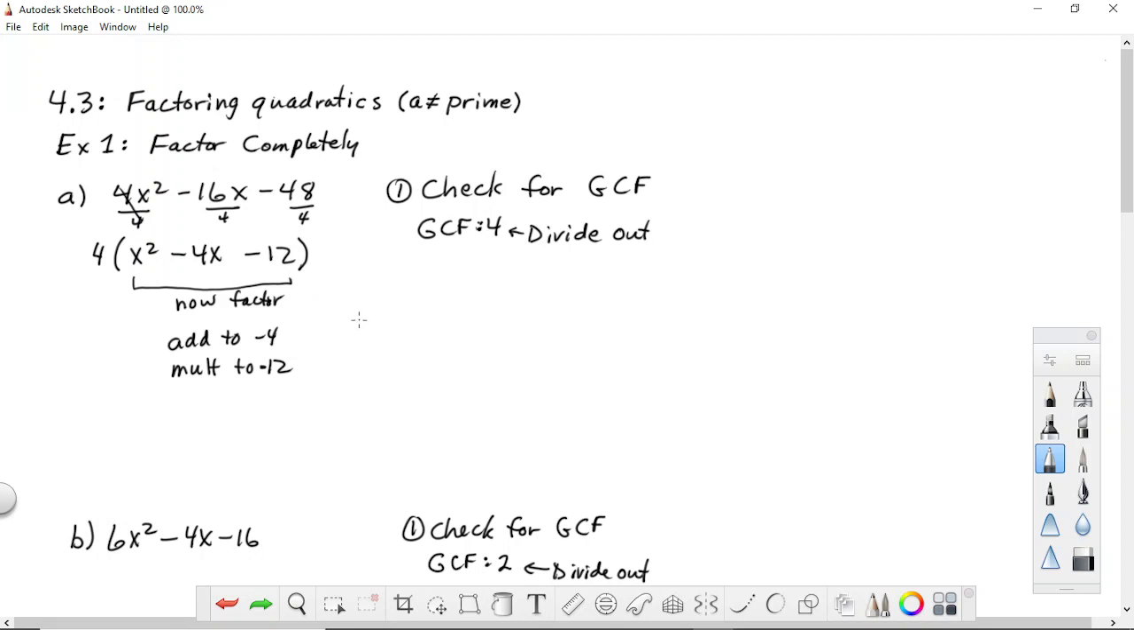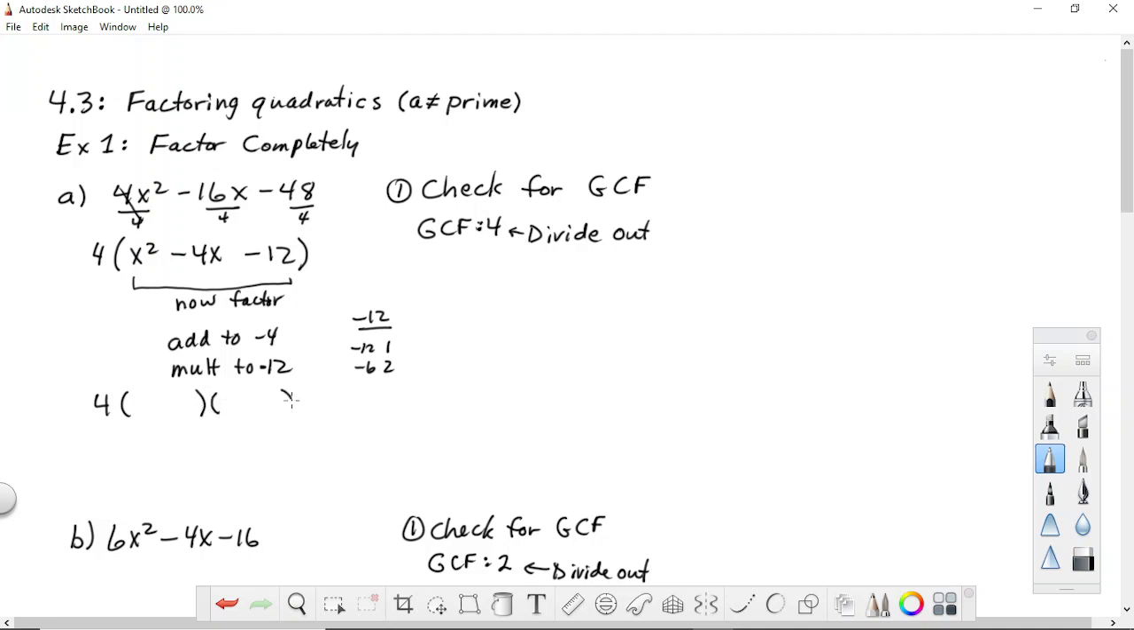So what are those? Well, we write down negative 12, and they have to add to negative 4. So it's going to be a negative times a positive, where the negative number is the larger magnitude, the larger absolute value. And we think about it a little bit. We could go negative 12 and 1, and those add to negative 11. So if we go negative 6 and 2, those add to negative 4. So there's our numbers. And so our 4 is still there as a factor.